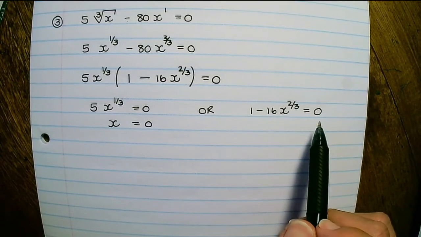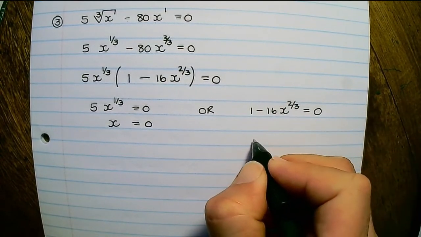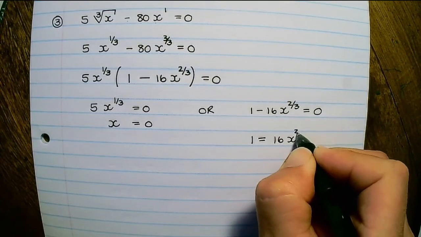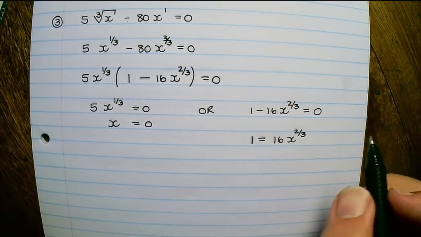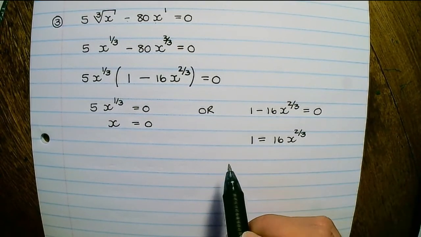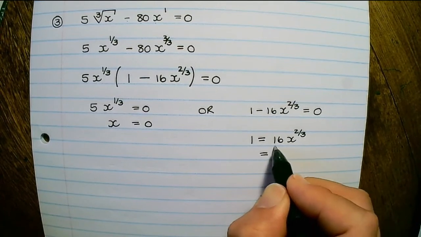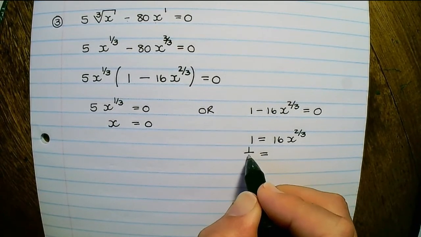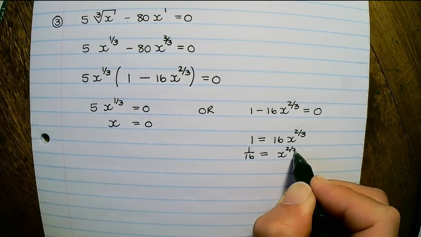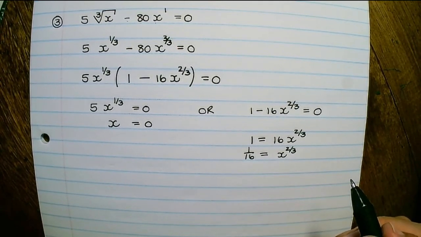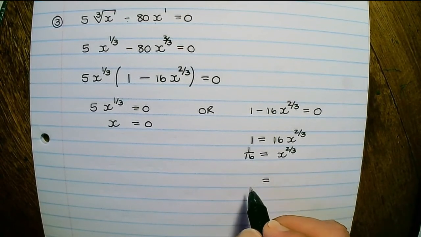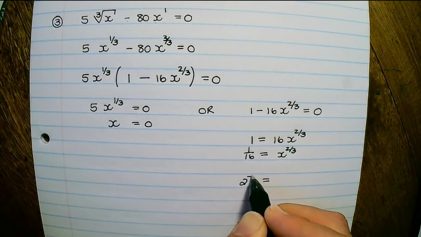But here on the right, I have a little bit of work to do. So it will be 1 equals 16x to the power of 2/3. So I simply took over the 16. Then I can divide both sides by 16. So 1/16 is equal to x to the power of 2/3. And I can rewrite 1/16 as 2 to the power of negative 4.